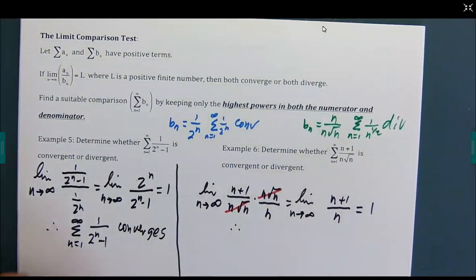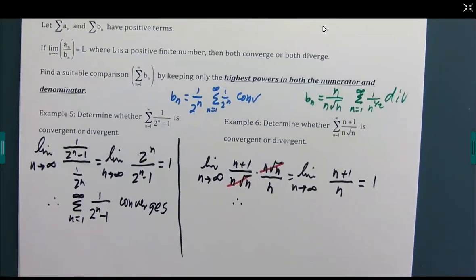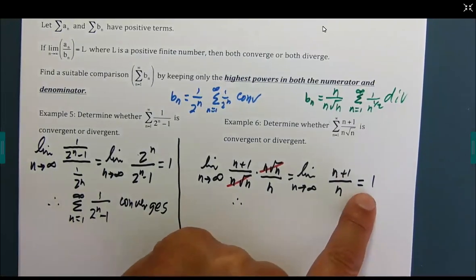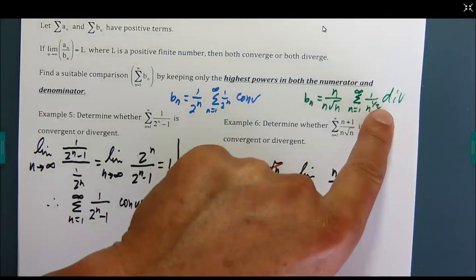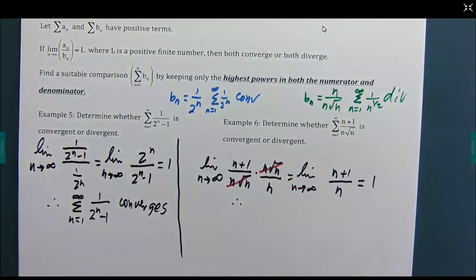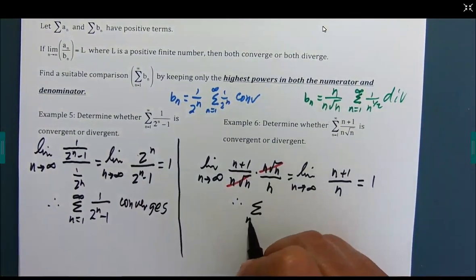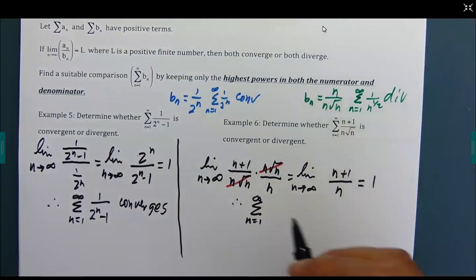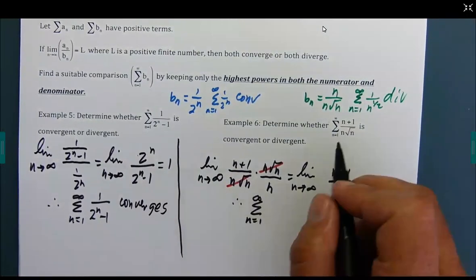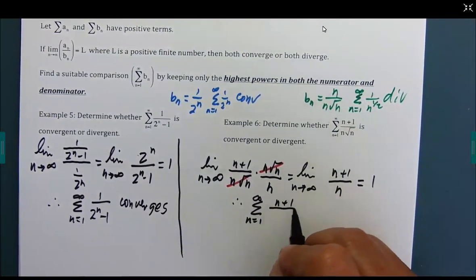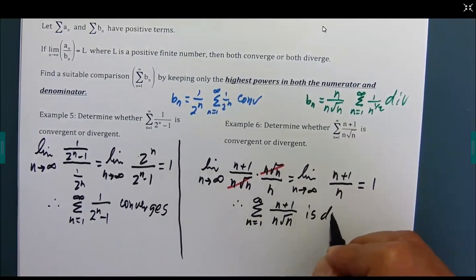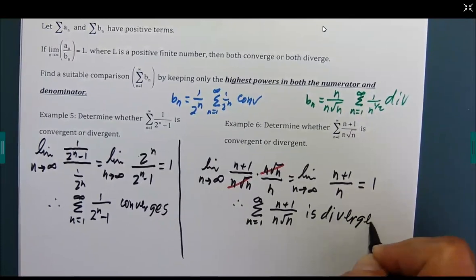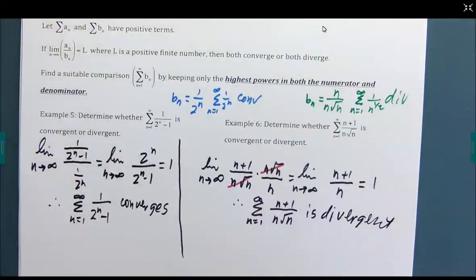Now, it's easy to mix this up here and say, oh, the limit exists, therefore it's convergent. No, all that means is what I was comparing it to is going to have the same fate. So in this case, this means therefore our original n plus 1 over n root n is divergent because what I compared it to was divergent.